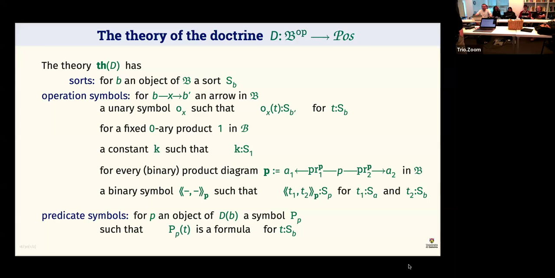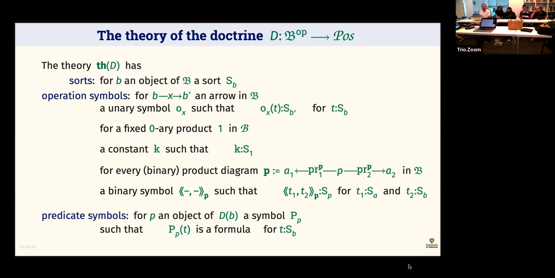Sorry, I messed it up in this line. Here I'm saying, I want to have an operation that takes anything of the sort of B to something appropriate in the sort of B prime. So for anything in the sort of B, any term, I want something in the sort of B prime. Thank you, and I'm sorry for this.